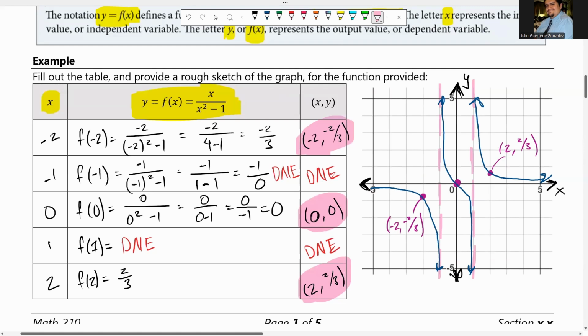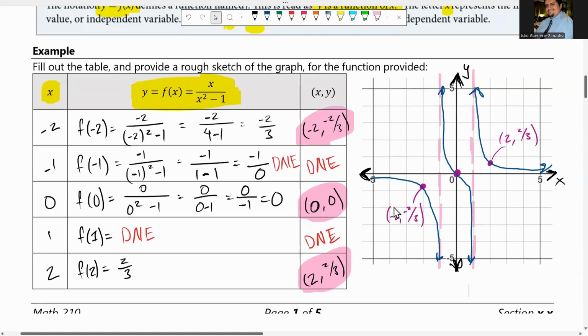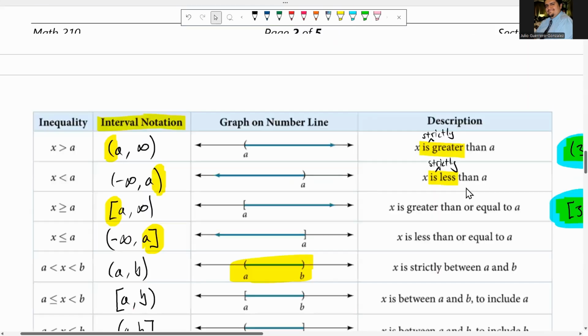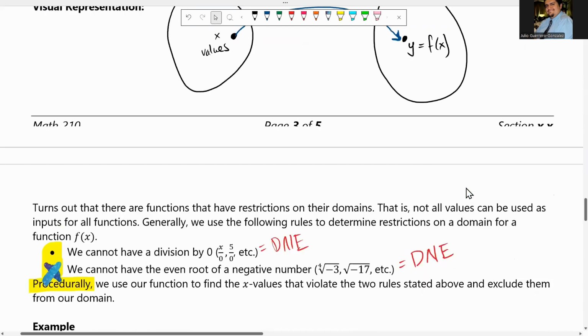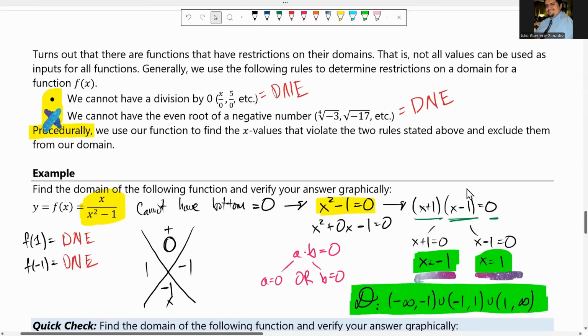So you can find the domain of your function using the graph as well. In this case, we saw that -1 and +1 is doing something funky. Turns out that's where we have our DNEs, and as we scroll back down to our example in the work, those are the two values we should have kicked out to begin with.